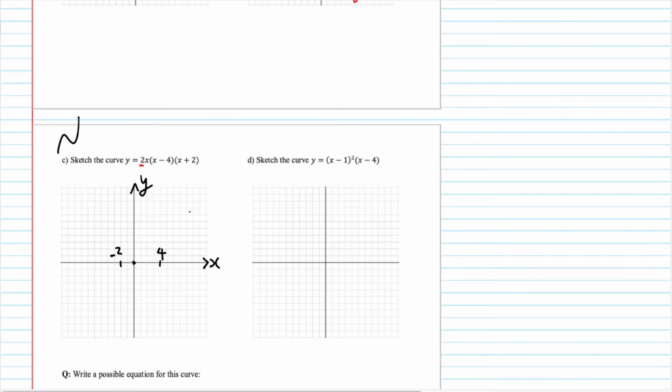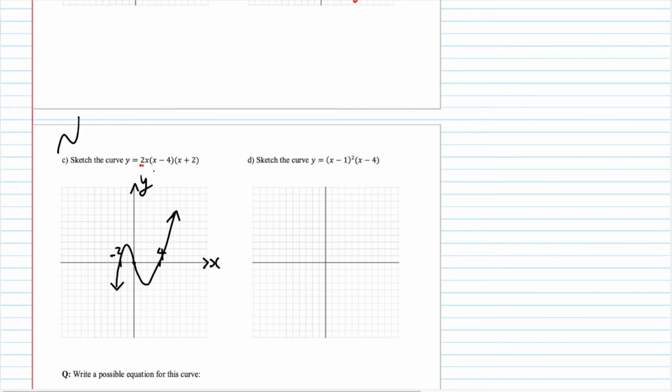And the last step, draw the graph. As you can see, because this 2 is a positive number, the graph will look something like this. So we've got to connect the dots. So it looks something like that. And there you have it.